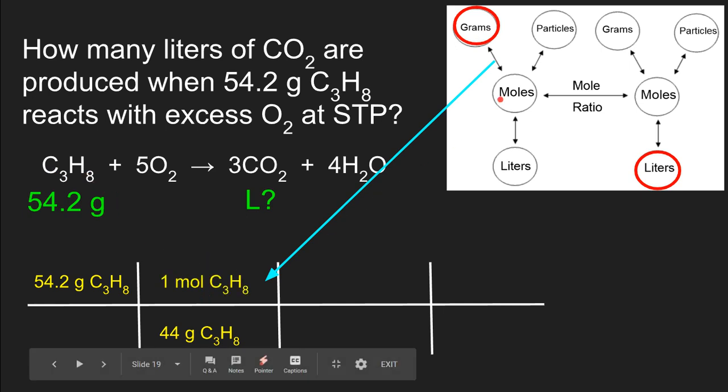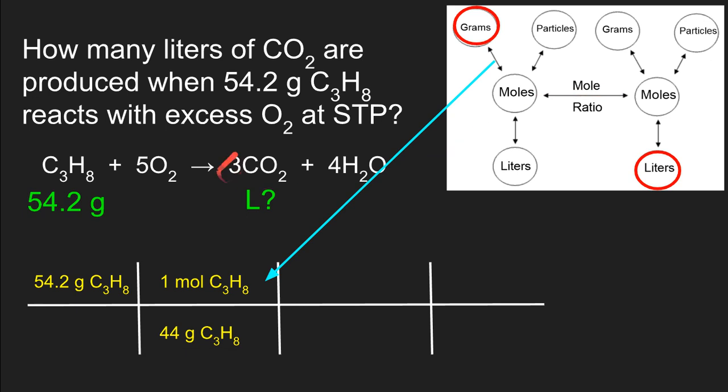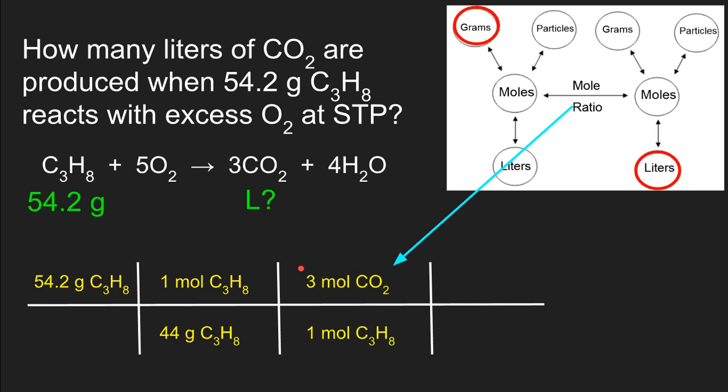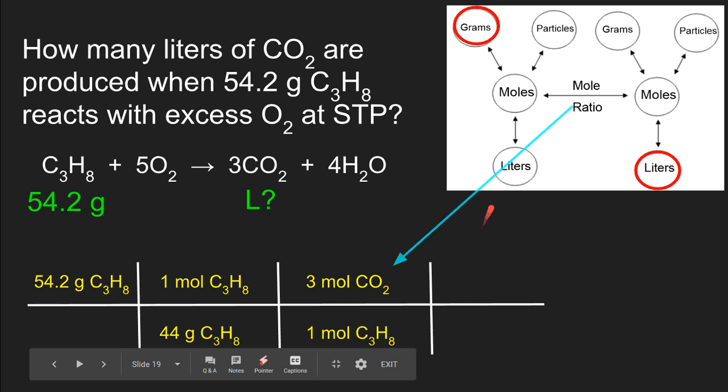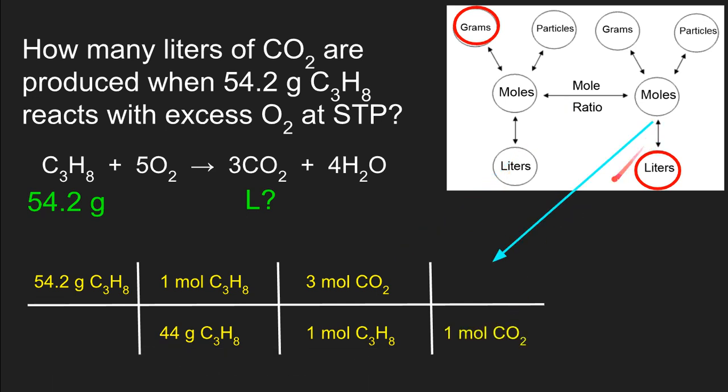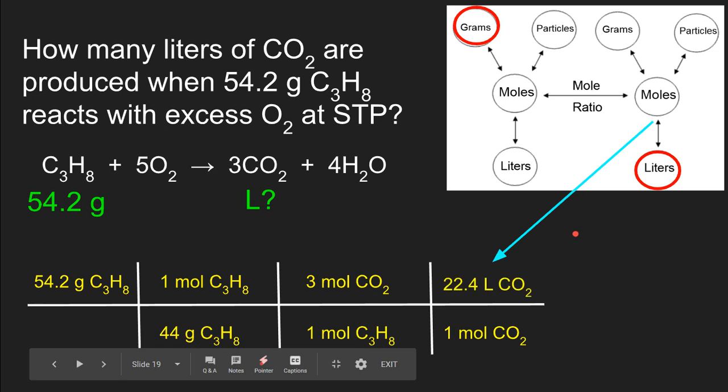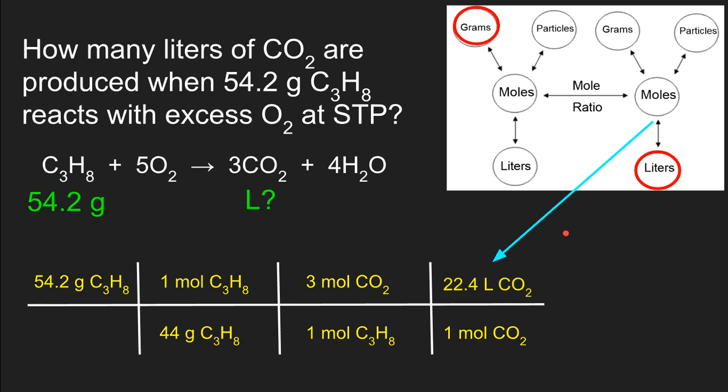Now I'm here. What happens next? Mole ratio. I have a 3, I have a 1. That should make a lot of sense. Nothing's new yet. From here to here, that's not new. All that is new is this. I've got to get from moles to liters. So moles would go on the bottom, right? And what number do I use? If you have 1 mole, you have 22.4 liters. And that's it. You multiply the top, you divide the bottom, and you get 82.8 liters of CO2.